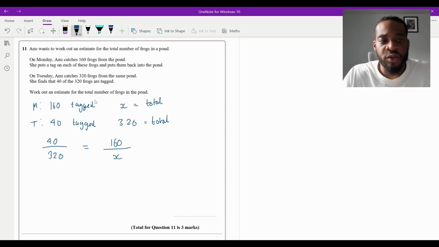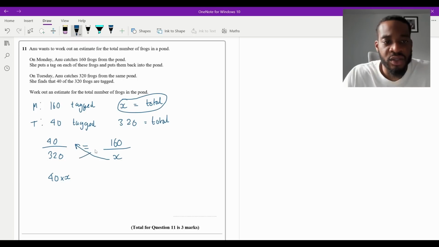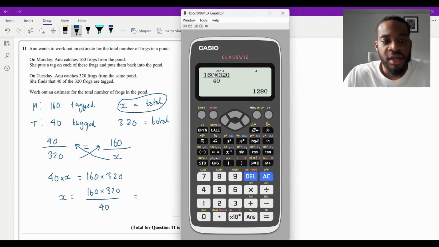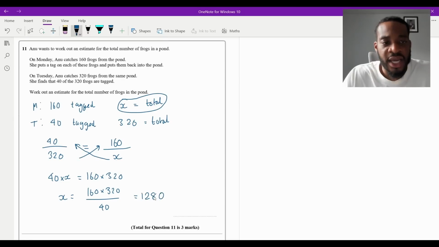Now we're looking for the estimate for the total number of frogs. Well, the total number of frogs is X, so we need to find X here. We're going to cross multiply. That gives me 40 times X, which equals 160 times 320. And then to get X, we just divide by 40. I'm going to put this into my calculator and see what we get. 160 times 320 over 40 is 1,280. So the answer is 1,280 frogs. This is our estimate for the number of frogs in this pond.